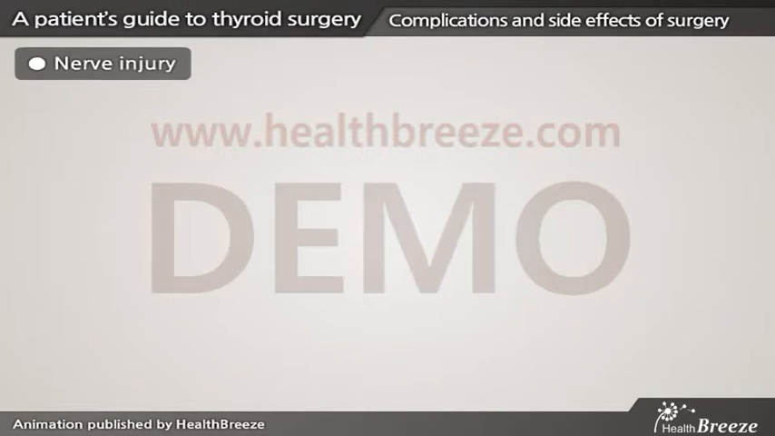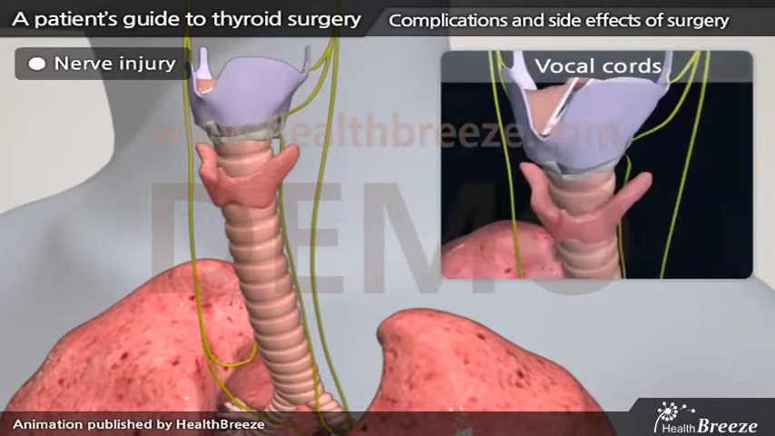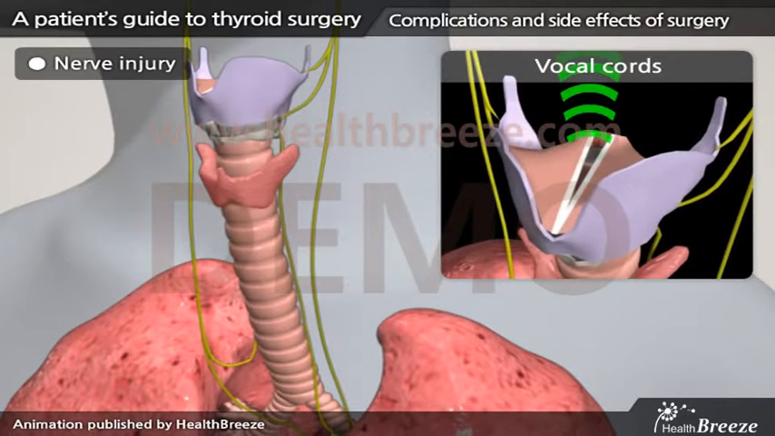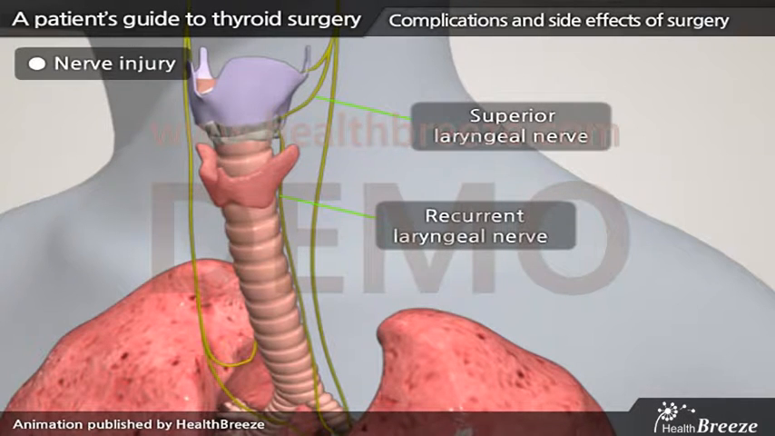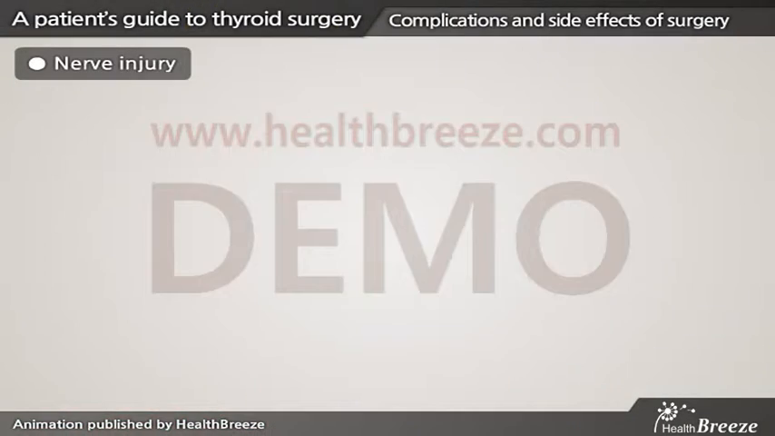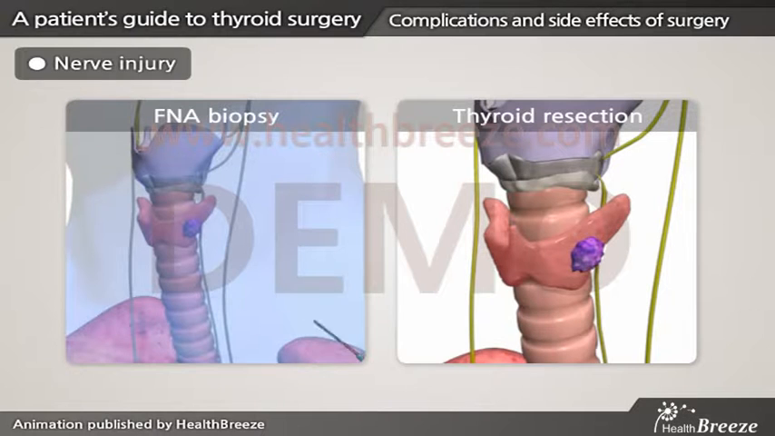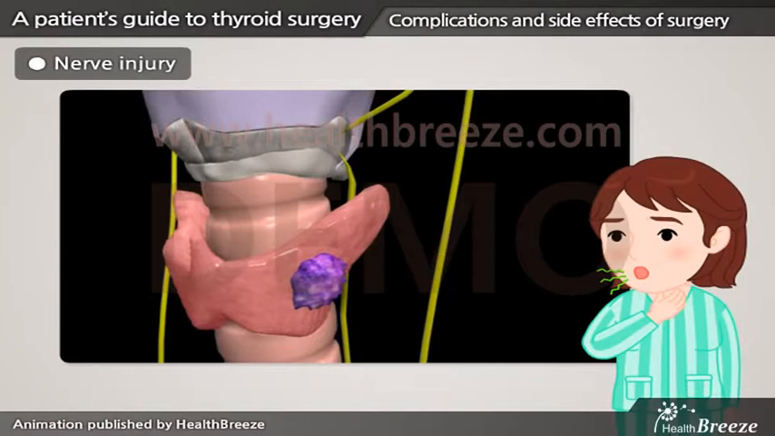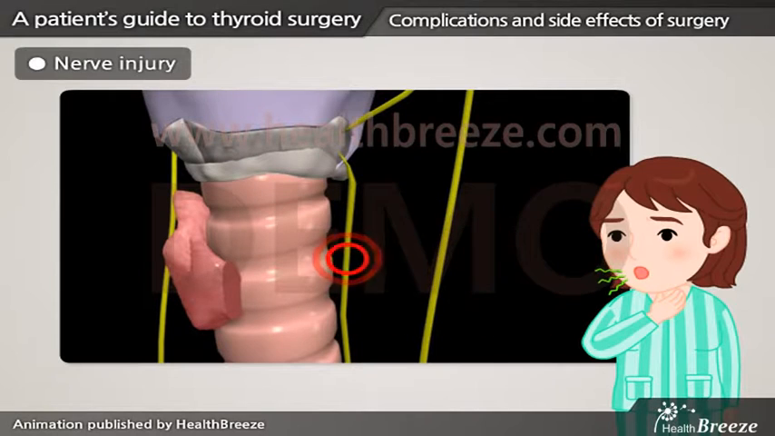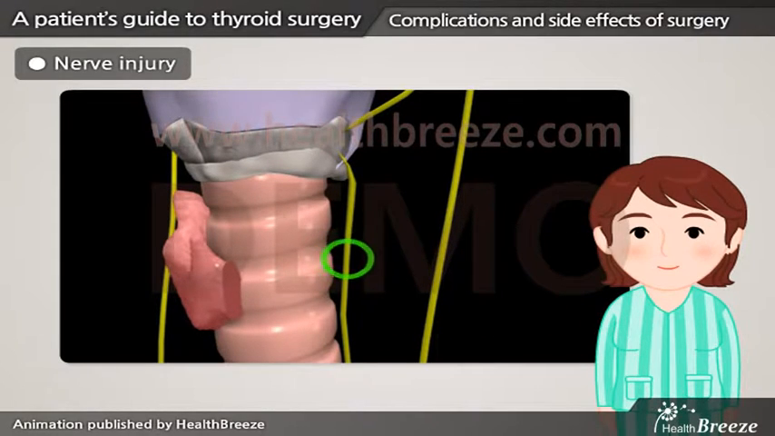Nerve injury. Vocal cords are located in the larynx, and their function is controlled by the recurrent laryngeal nerve, as well as the superior laryngeal nerve. These nerves course right next to the thyroid gland, and can be injured during the FNA biopsy or thyroid resection. Nerve injuries may result in voice changes and hoarseness, but the majority of such injuries are temporary, although in rare cases permanent.